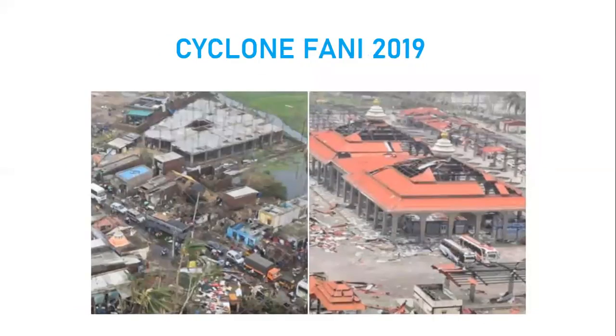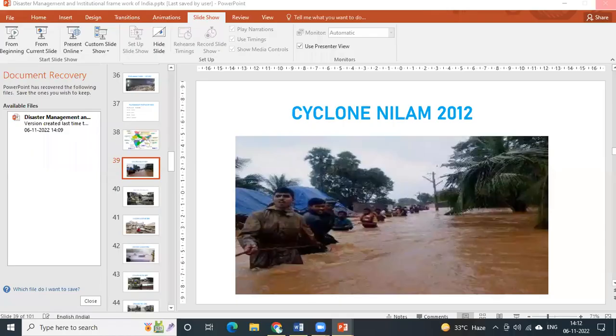And Cyclone Fani 2019. This cyclone also witnessed the biggest evacuation, like 10 lakh people were evacuated to the shelter homes. It affected Odisha, West Bengal, and Andhra Pradesh, resulting in the death of 89 people with an economic loss of 24,176 crores.